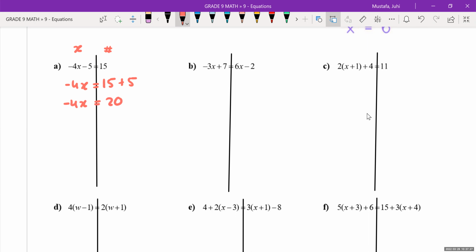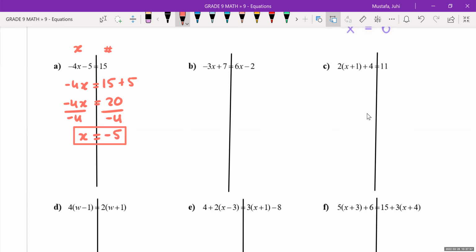Does this question remind you of anything that we just did? We just did these types of questions in the previous page. So what are we going to divide both sides by to get rid of the negative 4? Yeah, I'm going to divide this side by negative 4 and this side by negative 4. And the reason I do that is because negative 4 divided by negative 4 is just a 1x, and 20 divided by negative 4 is negative 5.